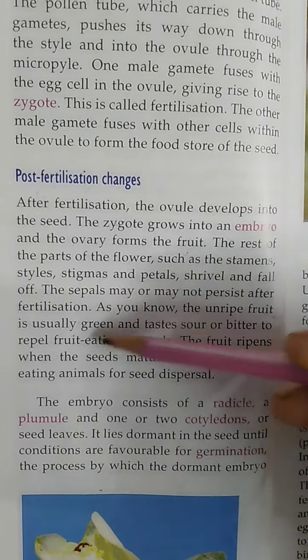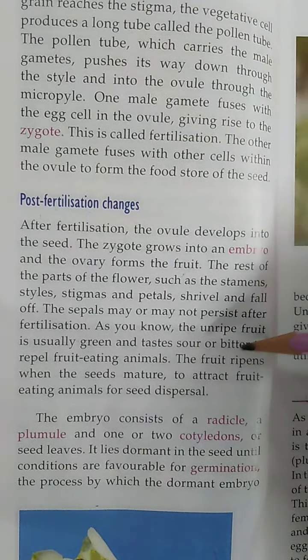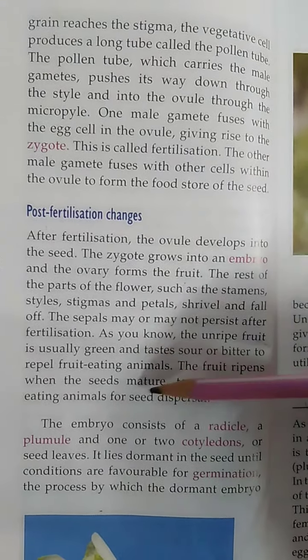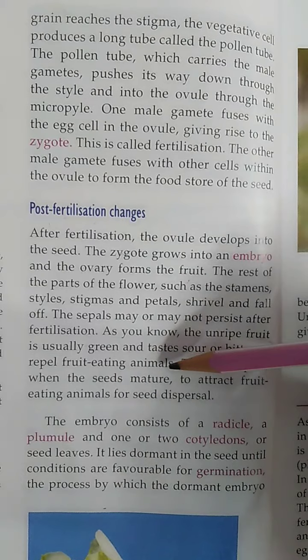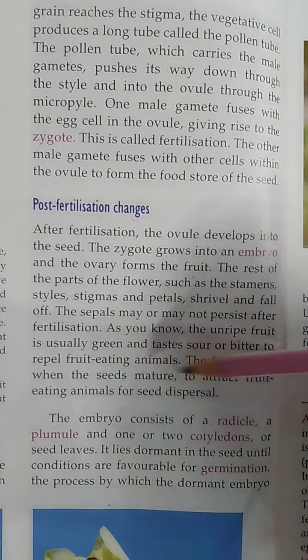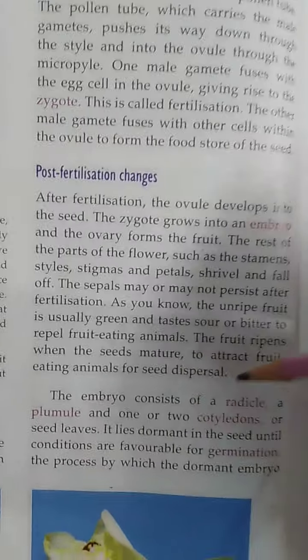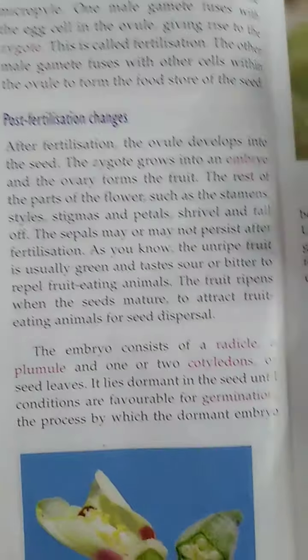The unripe fruit is usually green and tastes sour or bitter to repel fruit eating animals. That is why unripe fruits are sour and usually green, so that they can repel fruit eating animals. Afterwards, when the fruit ripens, the seed matures, and it attracts fruit eating animals. These animals take the seeds along with the fruit and disperse them to other places, and when the conditions become favorable, these seeds germinate, and from those seeds a new plant will arise.